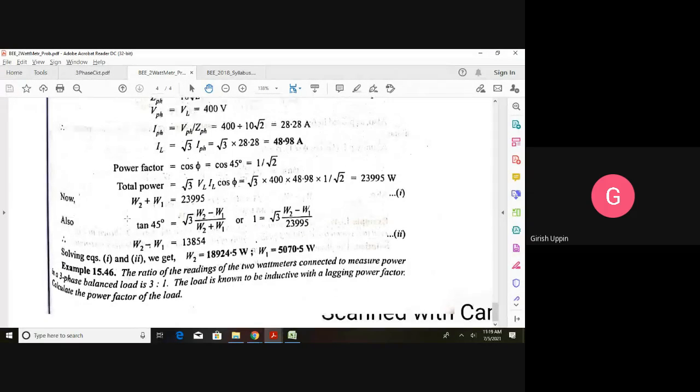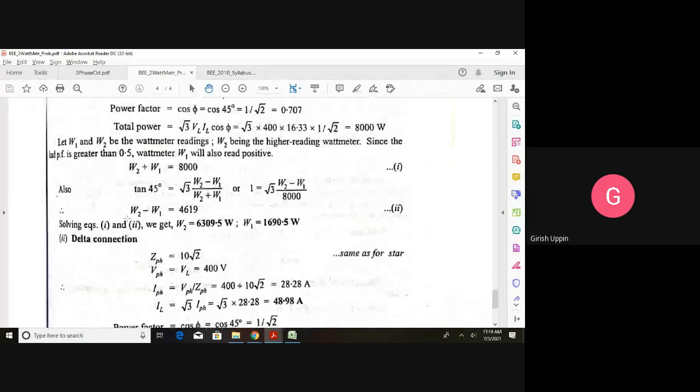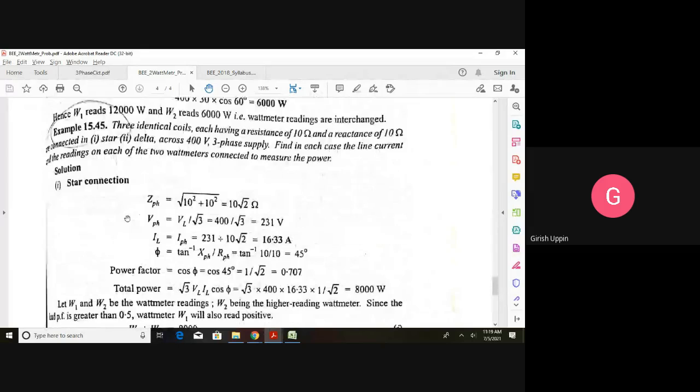So in this particular problem, you can see they have combined two things. Earlier, in case of a star connection, we solved the circuit to find the phase quantities and the line quantities, whether it is star connected or delta connected. In this particular problem, they have combined solving that kind of problem along with the two wattmeter method. So in the exam, they might ask problems based on star and delta separately, and problems based on the wattmeter separately, or they can combine them like this.